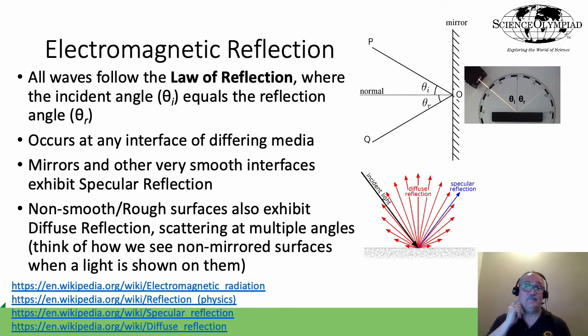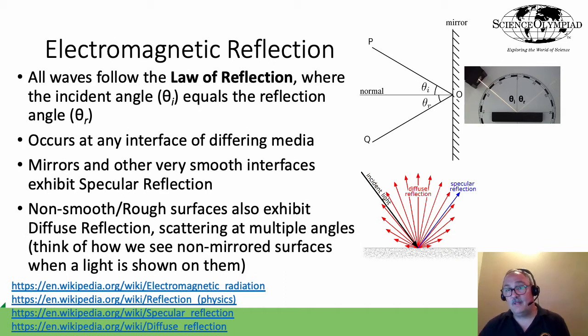So let's talk about reflection. There's a law of reflection where it says that the incident angle, here given by theta sub I, is equal to the reflection angle, which is theta sub R. And so what you'll notice here is that if P shoots an electromagnetic wave at a perfect mirror, okay, it's perfectly polished, the bounce back will be exactly the same. So theta sub I, the incident angle, is equal to the reflective angle. You'll notice they're both off of what they call that perpendicular or normal of the mirror.